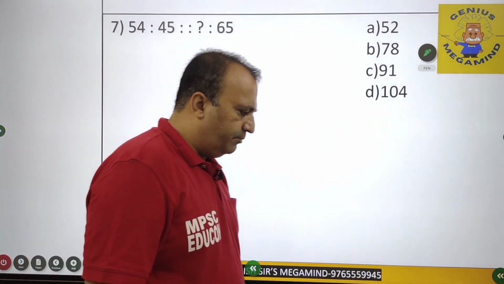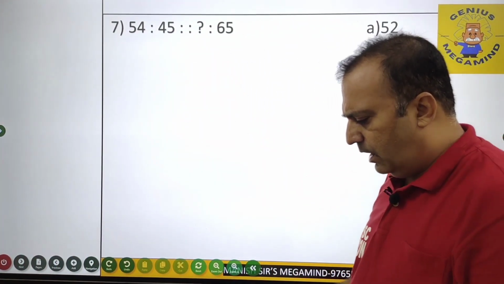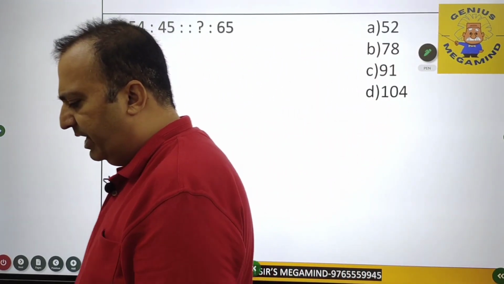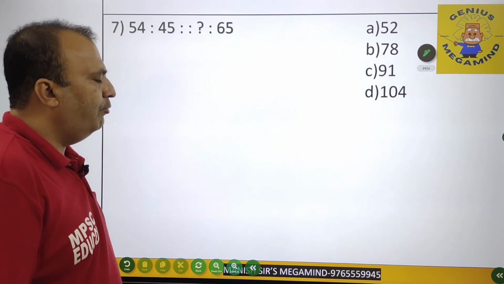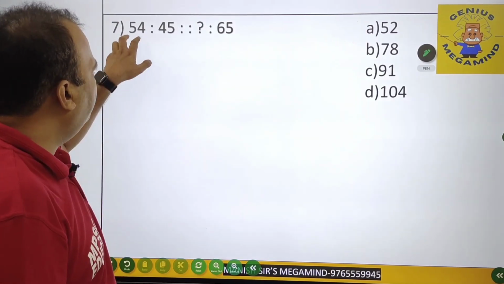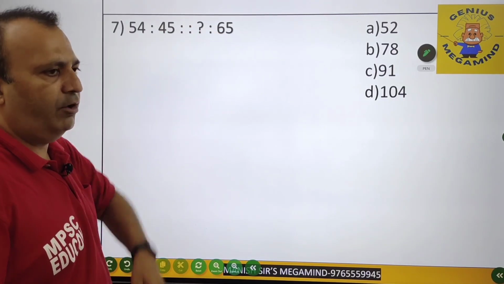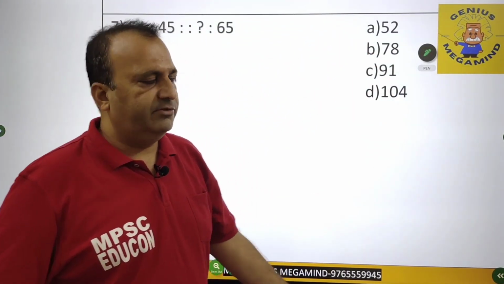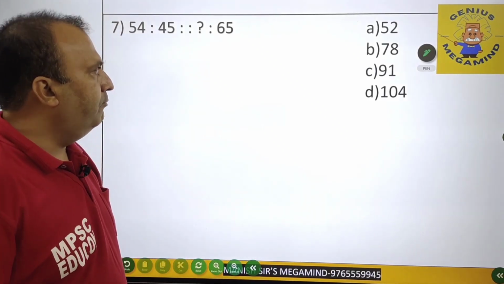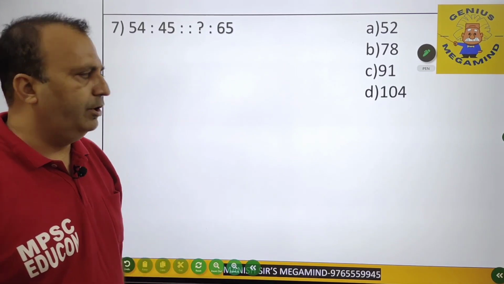Moving down to question number 7, and looking at the question, many of you will feel sad, because you might be expecting that 54 has become 45 when reversed, so the reverse of 65 should be 56. But unfortunately again, your luck is very bad. The number 56 is not there in the options. It's not included over here.